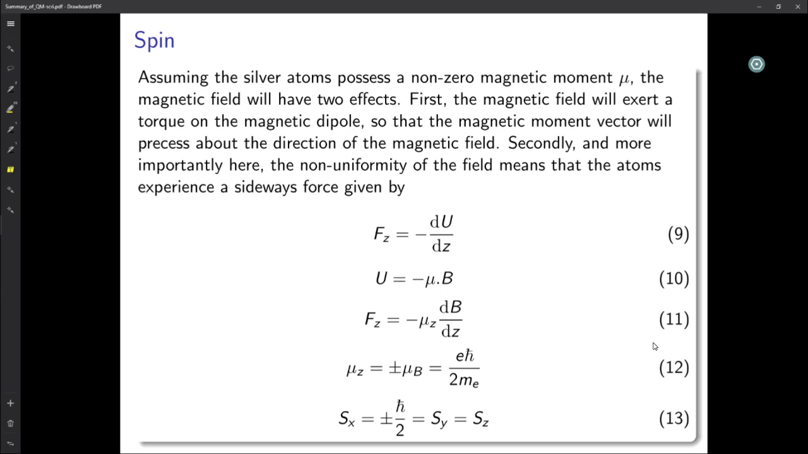Like that, every other quantum particle was later found to possess this extra degree of freedom called spin. So the spin along the x-axis, and likewise y, the energy was found to be plus or minus h bar by 2. So this is about the experimental detail.